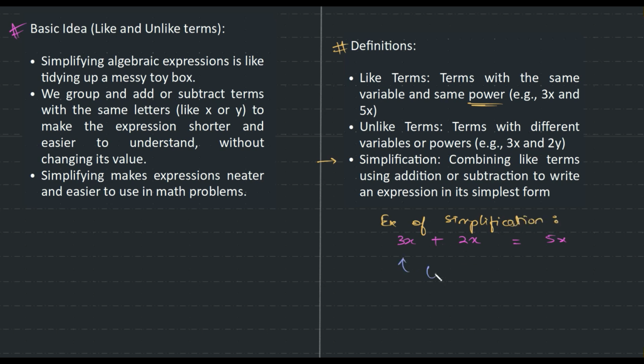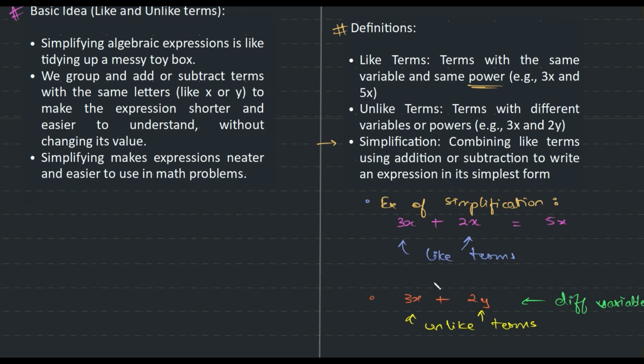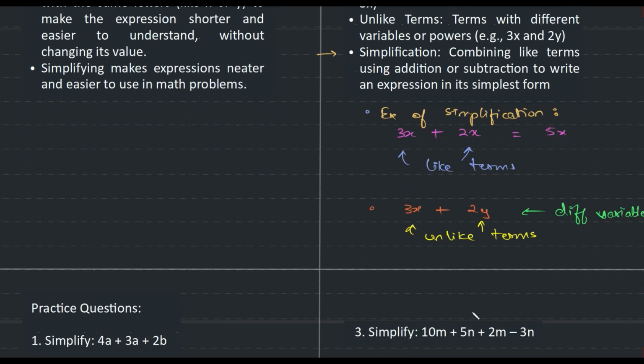And these two are like terms. 3x plus 2y are unlike terms. Why? Because they have different variables. And so we can tell that they are unlike terms.